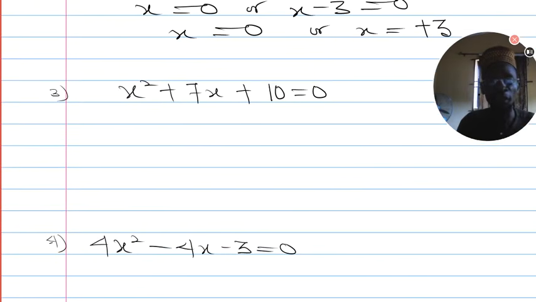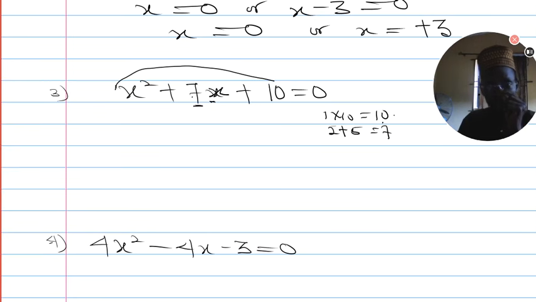Now we have the coefficient of x squared is 1, right? The coefficient of x is 7. Multiply this 1 times 10, that is 10. Look, the coefficient of x is 7. We need two numbers that add together to give us 7 and at the same time multiply to give us 10. I can say 2 plus 5 is 7, and 2 times 5 is 10.